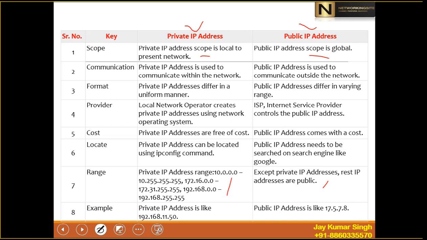And who gave you the private IP address? The network engineer has the option to use private IP addresses from class A, B, C. And a public IP address you can buy from an ISP, internet service provider.